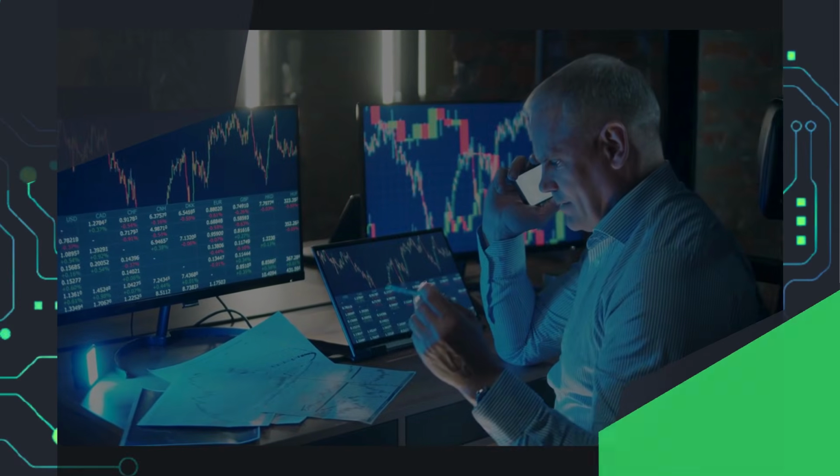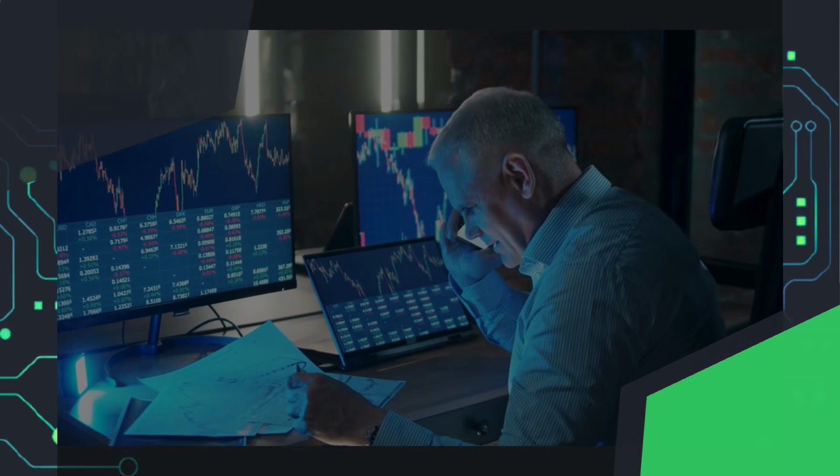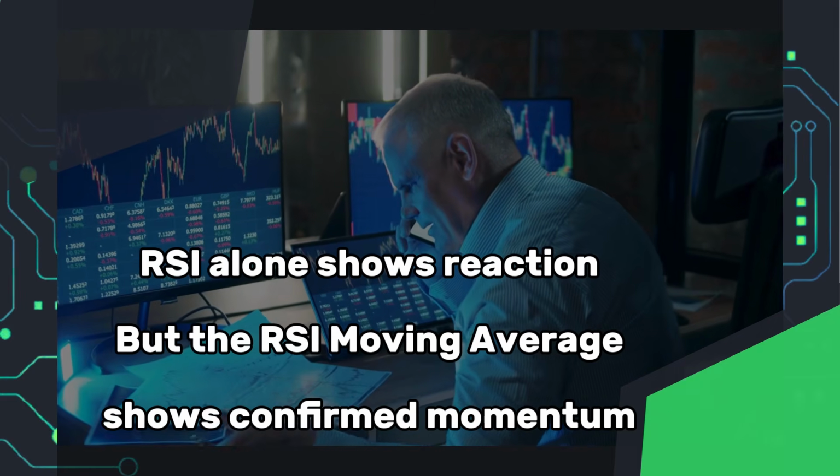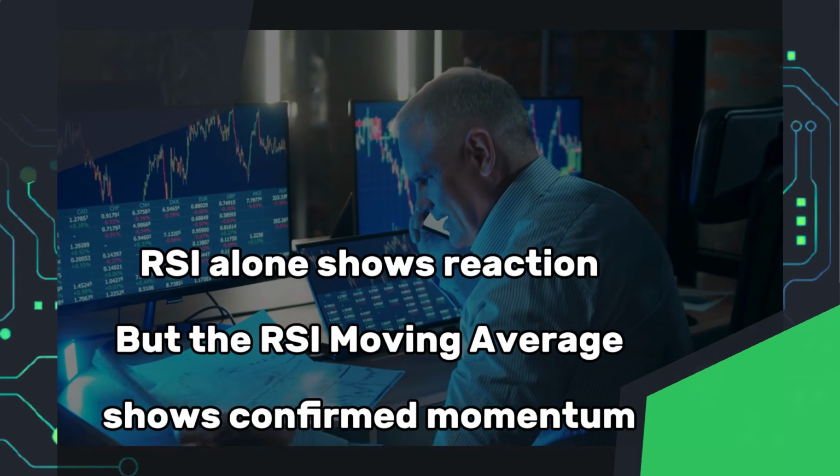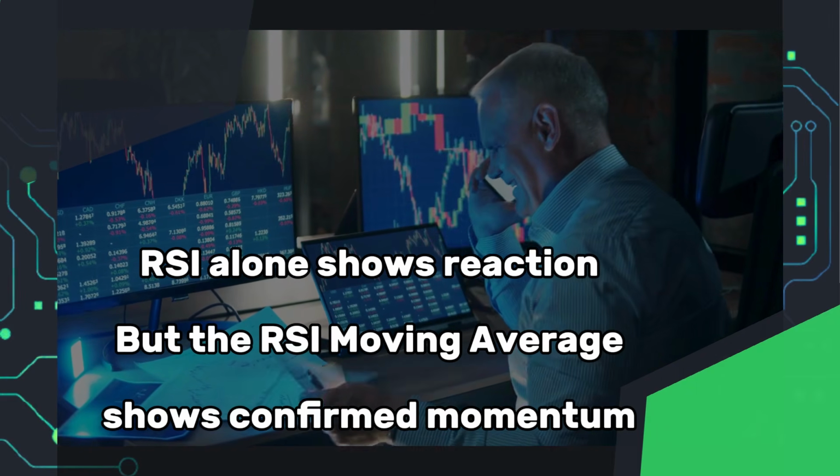Okay, that's it for today's lesson. Now you understand something very important. RSI alone shows reaction, but RSI moving average shows confirmed momentum.